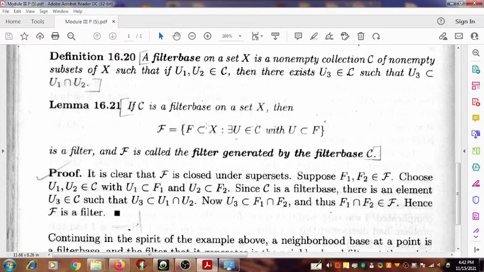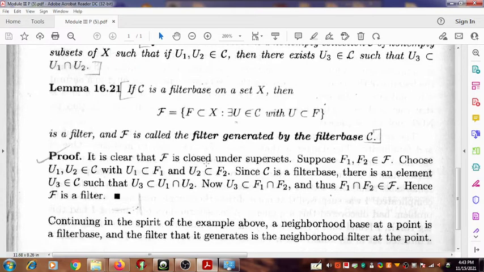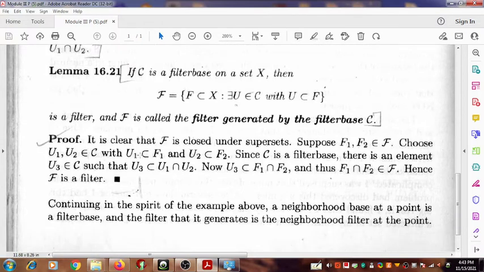So if we define F this way, script F will be a filter, and it is called the filter generated by the filter base C. Since the filter base C generates the filter, that is the reason for the existence of the filter F. So it can be called the filter generated by C. We are now going to see how to prove this lemma.